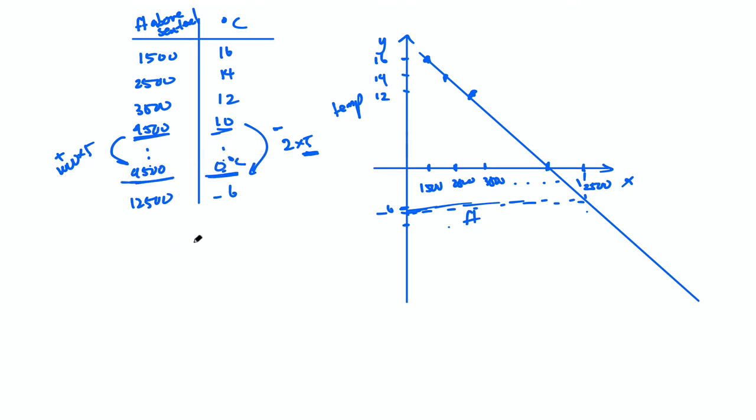So that means anything that's 9,500 feet or above, the temperature will be below 0 degrees Celsius. So this is the danger zone.